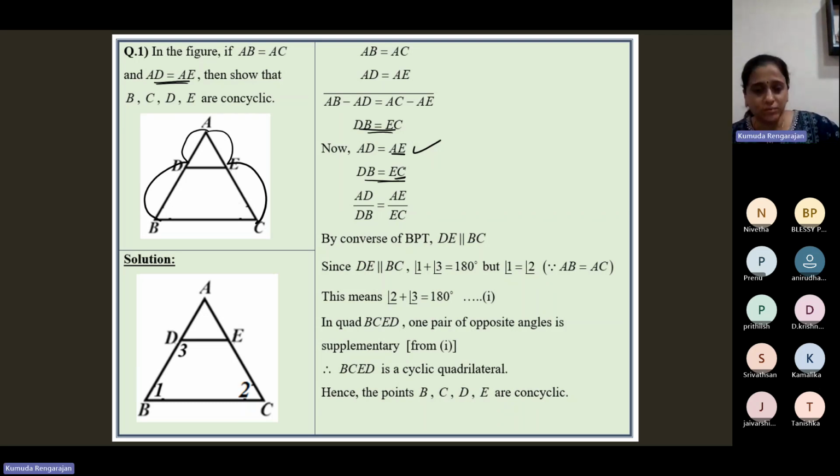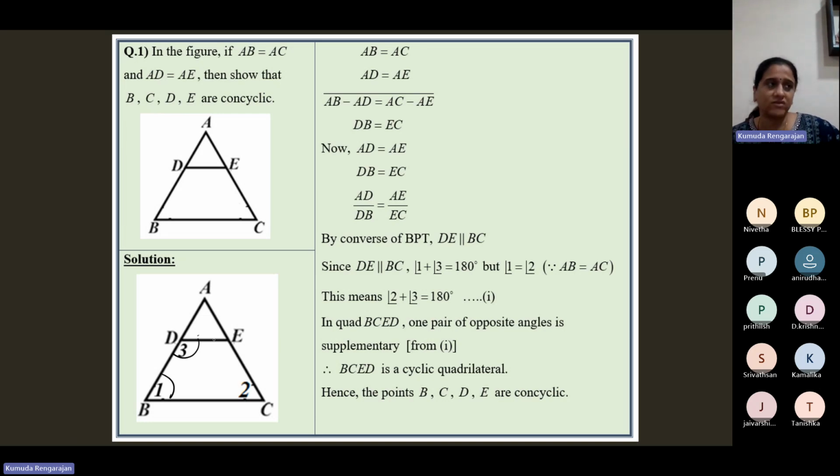Then when you divide, place the line segments carefully one below the other. Now when you divide, you get AD by DB equals AE by EC. By converse of BPT, the lines are parallel. So why did we prove the lines are parallel? Because we want to get 180. And how do we get 180?